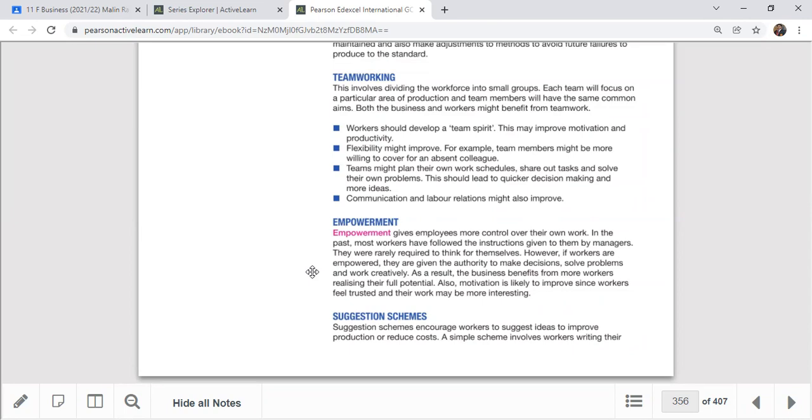But this depends on the business organization, right? So empowerment is sometimes not possible. For example, some of you are working on a production line, like a floor production, sometimes batch production. You have to follow the task given by the management in that case.